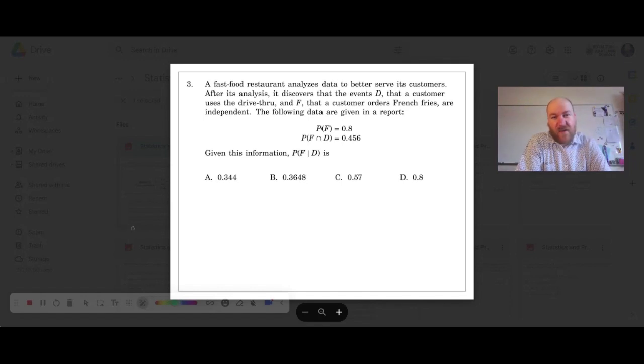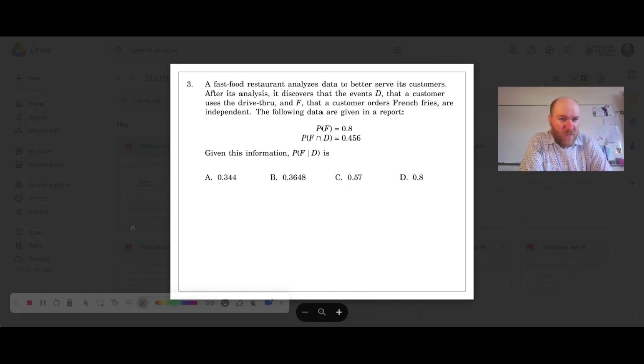So in this case, they're saying that who goes through the drive-thru, D, has nothing to do with how many people order French fries. That means that people in the drive-thru don't order French fries more or less than people walking in the door, or people using DoorDash, or doing a mobile order or anything like that. So now let's break down what all this means. P(F) equals 0.8. That means the probability of any single person coming to this restaurant and ordering French fries is 0.8. And as a percent, that's 80%. So most people order French fries.